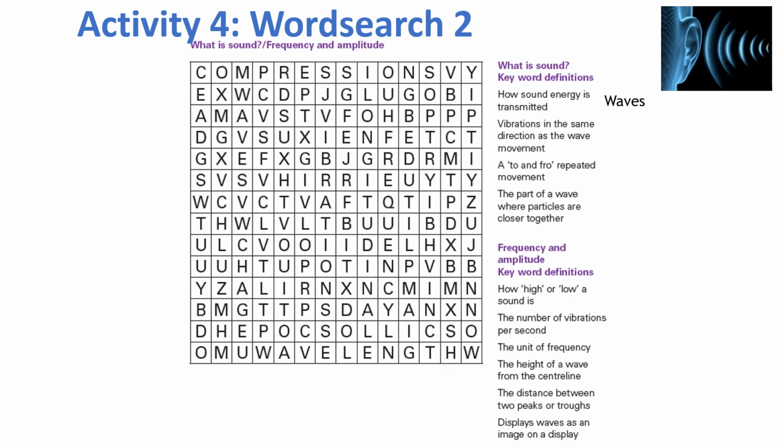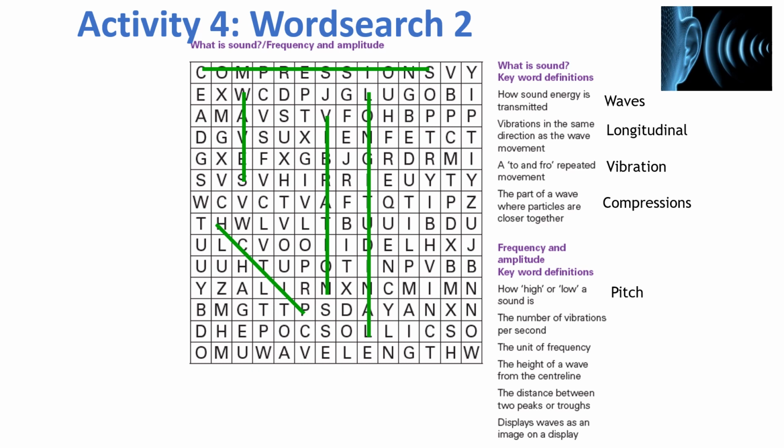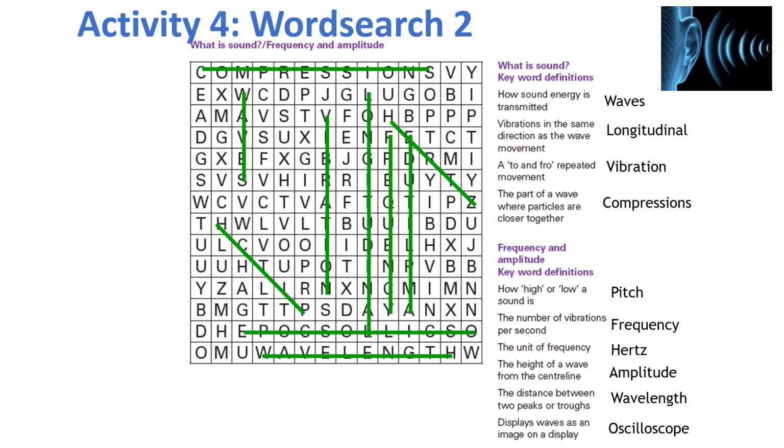So how sound energy is transmitted is by waves. Vibrations in the same direction as the wave movement is longitudinal. To and fro repeated movement is a vibration. The part of the wave where the particles are closer together is compressions. How high or low a note is, the pitch. The number of vibrations per second is the frequency. The unit of frequency is the hertz. The height of a wave from the center line is the amplitude. The distance between two peaks or troughs is the wavelength. And finally, the instrument that displays waves as an image on a display is the oscilloscope. You want to pause and make sure you get those down.